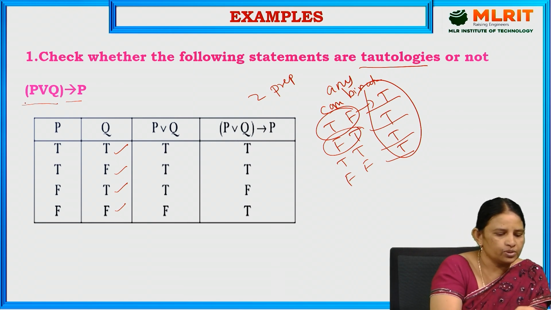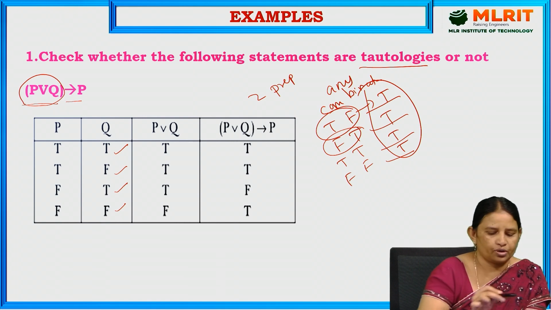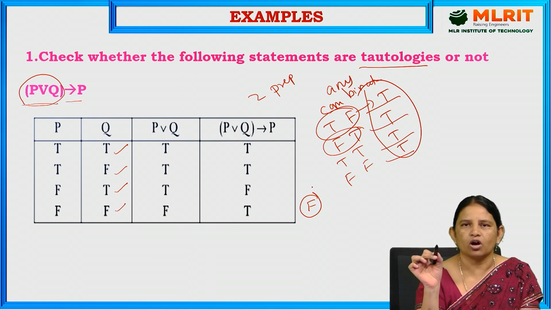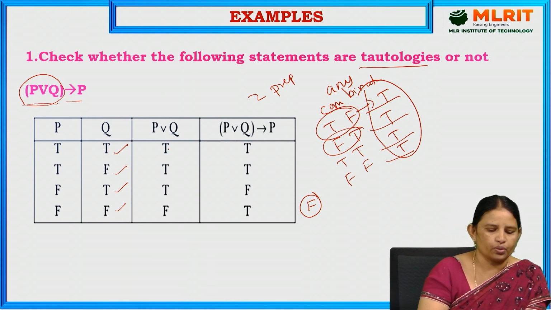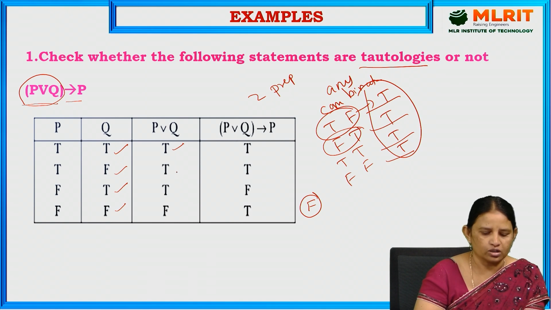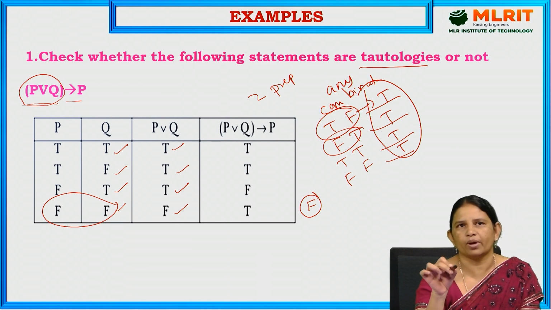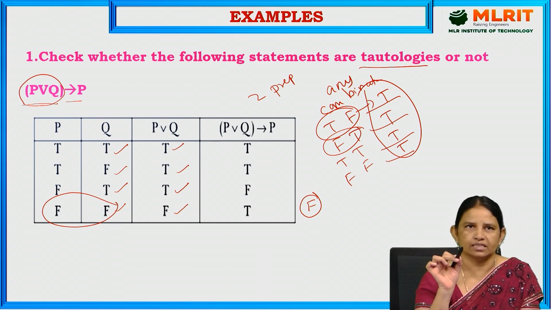Next, perform the operation P or Q. P or Q returns false if both propositions are false. For all the remaining combinations, it returns a true value. True, true: true. True, false: true. False, true: also true. False, false: false. Only for this combination it returns false. For all the remaining combinations, it returns a true value.